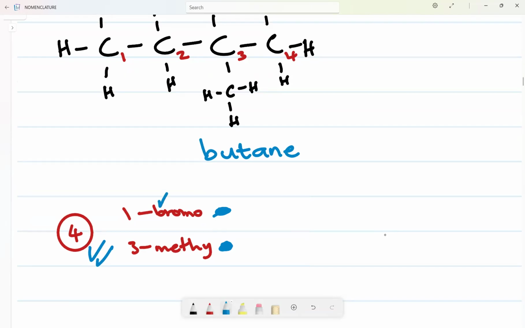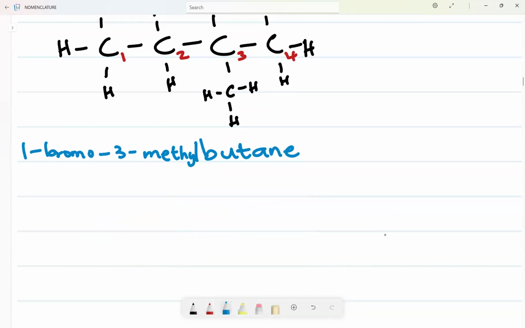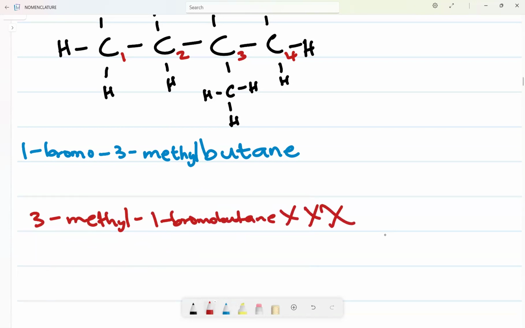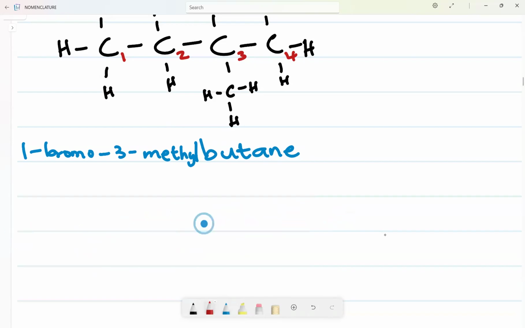Now, between B and M, which one comes first? Do you agree with me that bromo comes before methyl? Yes, so I'm going to have 1-bromo-3-methylbutane. This is the correct naming. What if you said 3-methyl-1-bromobutane? This is wrong. Why? Because M does not come before B. Rather, B comes before M. This is one of the multiple choice questions they like. Okay.